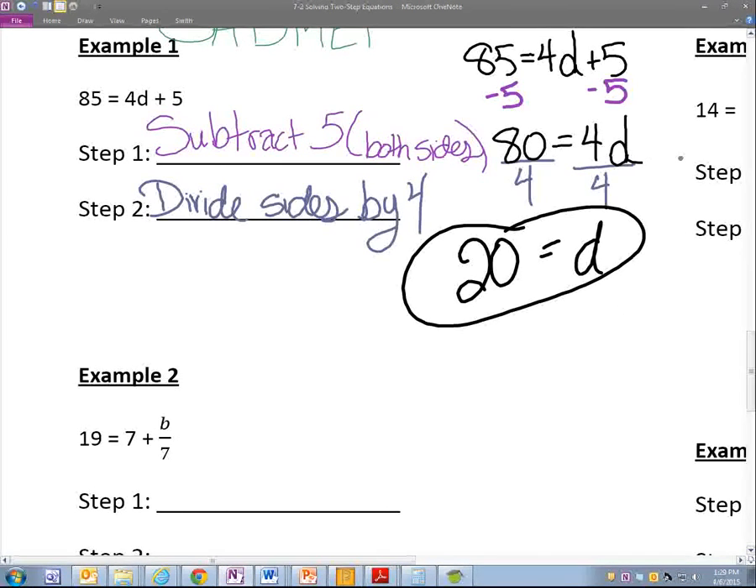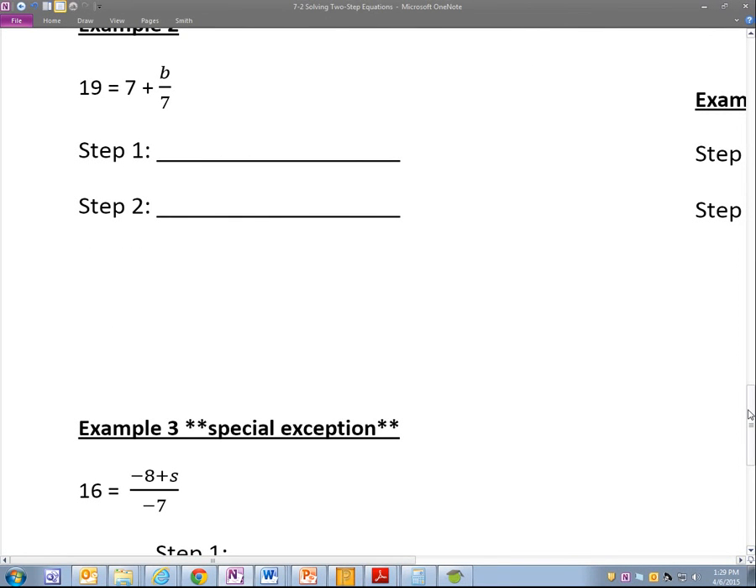All right, example 2. Oh, I see a fraction. Special exception. Yes, you are correct. It's only the whole side when it's a fraction. This is 2 operations. We have addition and a fraction and division. So it's not the whole side. This is not the special exception like this one will be very shortly. That's the whole side as a fraction. This side is just there's a fraction in it.